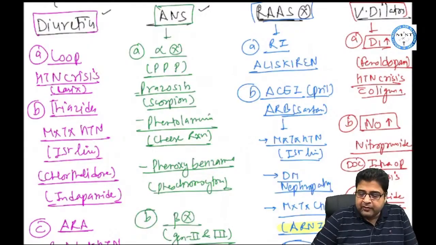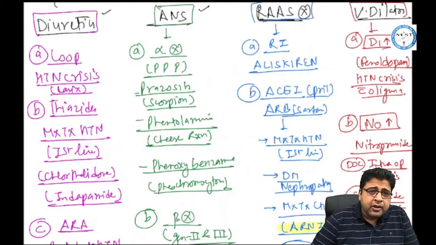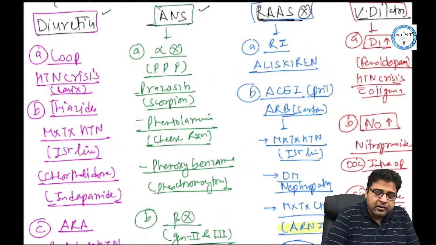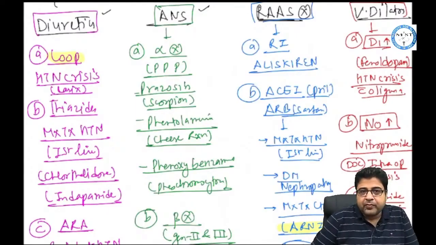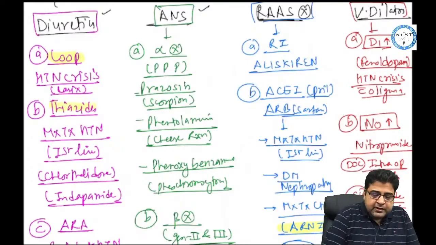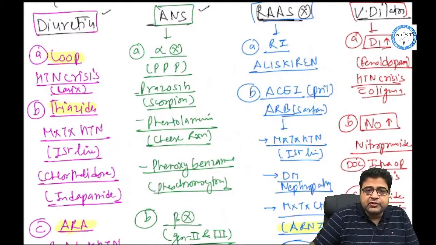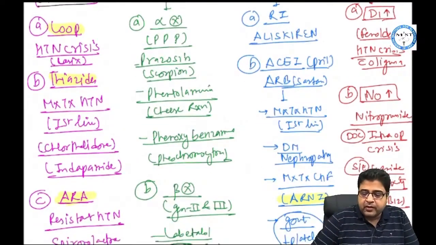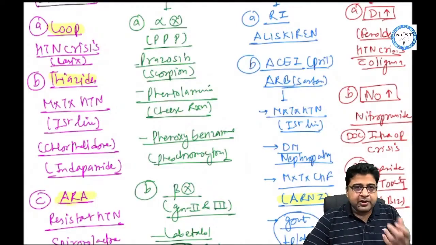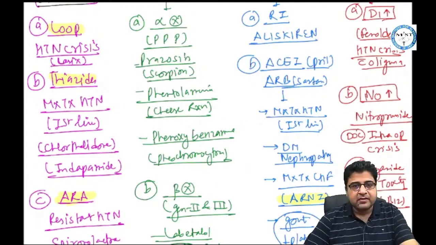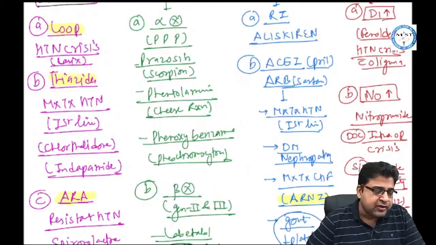This topic we have already covered. Three groups of diuretics we use for hypertension: loop diuretics, thiazide diuretics, and aldosterone receptor antagonists. Please remember, loop diuretics are given for hypertensive crisis treatment. Loop diuretics are the strong diuretics. We use them for hypertensive crisis, but we do not use them for maintenance treatment.